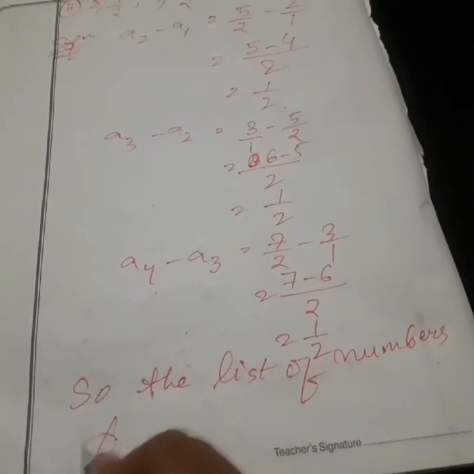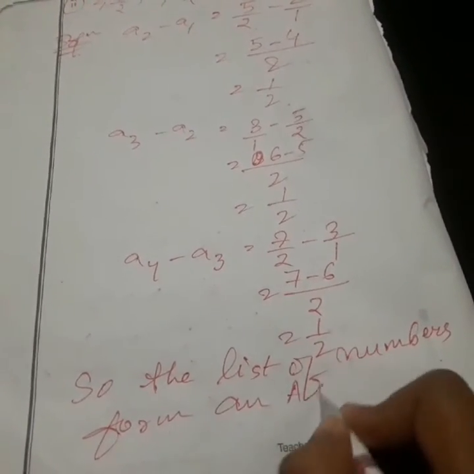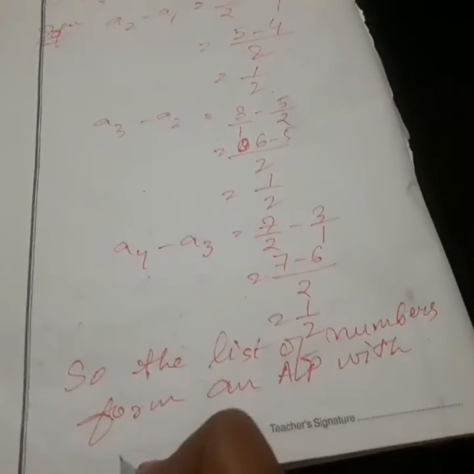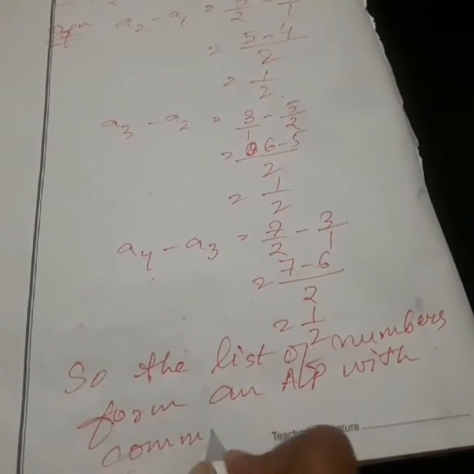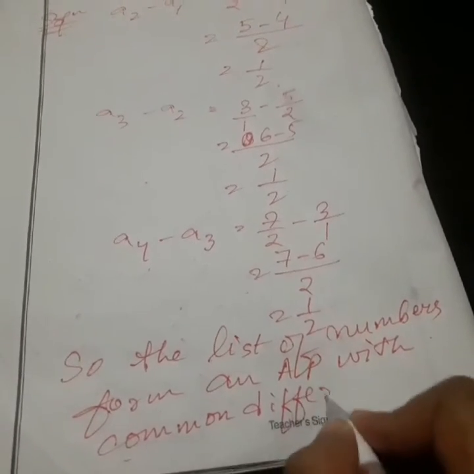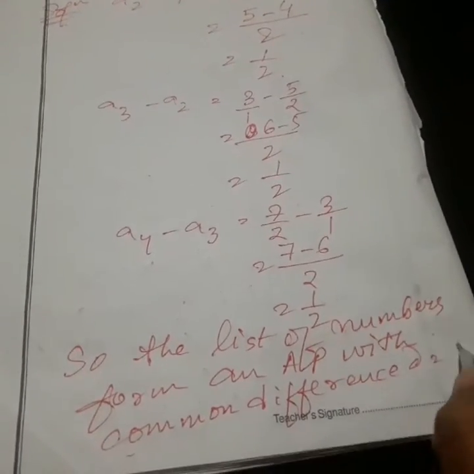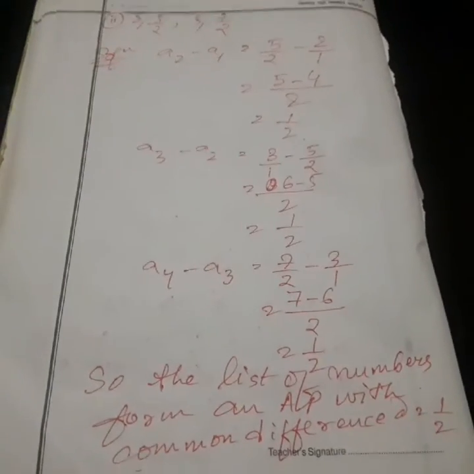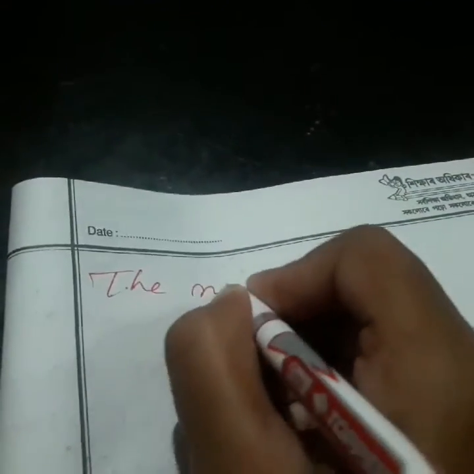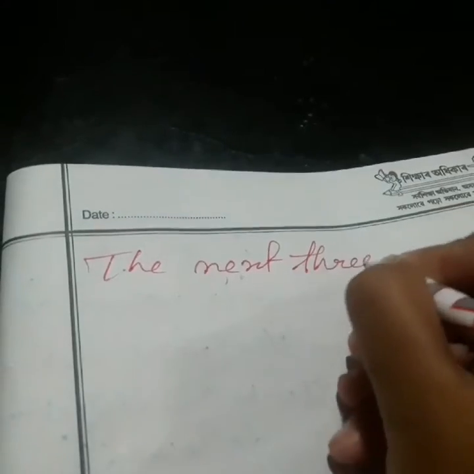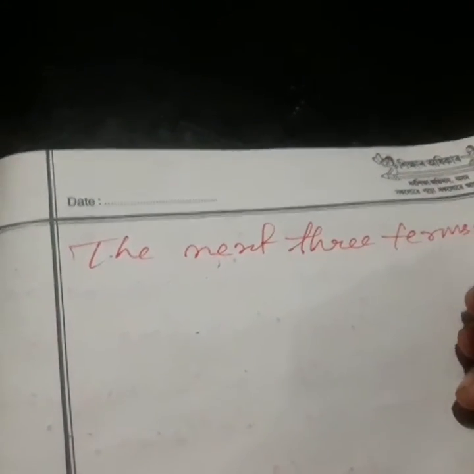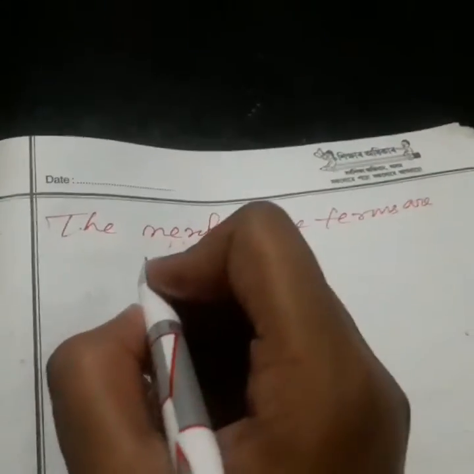So you will write, the list of numbers form an AP with common difference D equal to 1 by 2. So now what will we do? Now we will find 3 more terms. Okay, now we will write the next 3 terms. The next 3 terms are what?